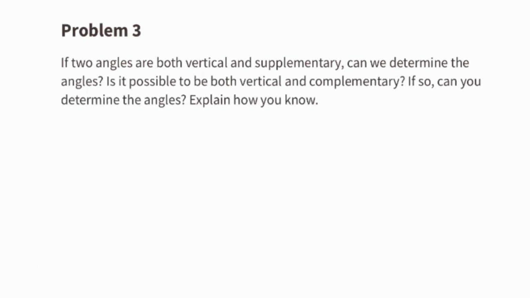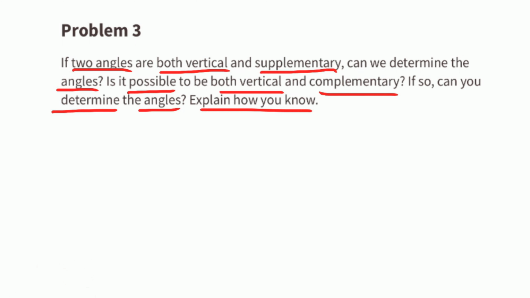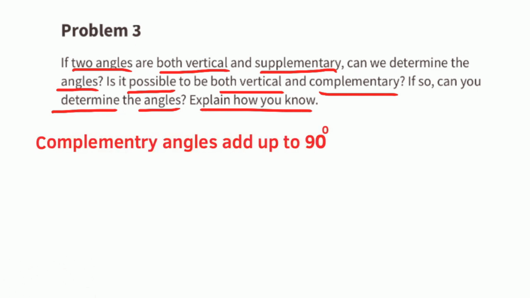Problem number 3. If 2 angles are both vertical and supplementary, can we determine the angles? Is it possible to be both vertical and complementary? If so, can you determine the angles? Explain how you know. Complementary angles add up to 90 degrees.